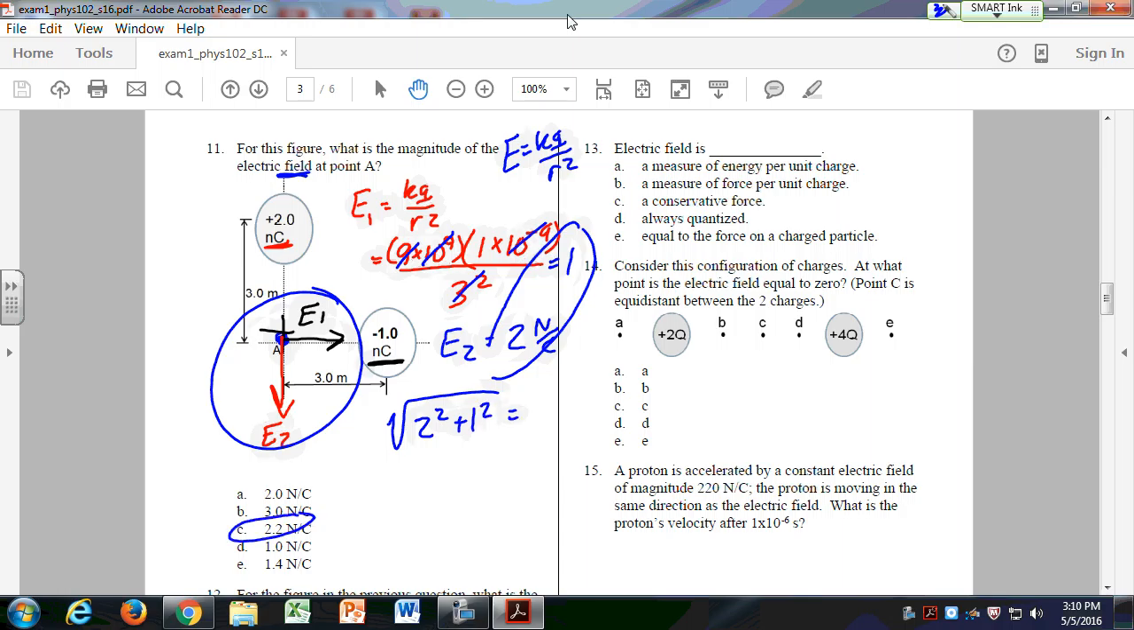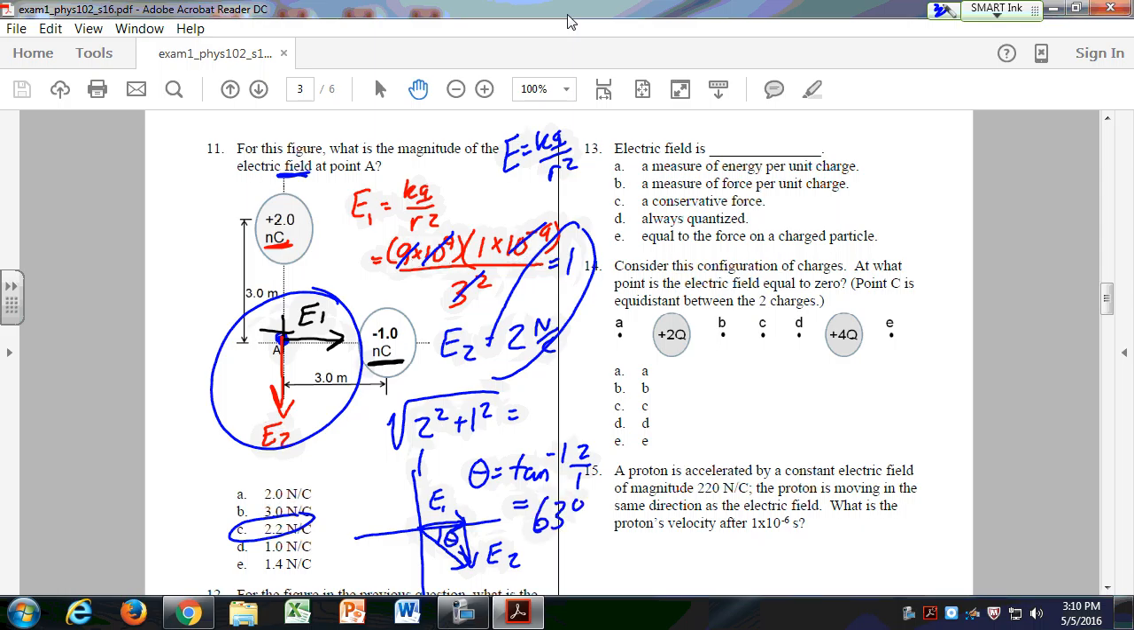But then I also need to know the direction of that. So if I draw my coordinate system here, I have my vector E1 in this direction and my vector E2 in this direction. And I want to know this angle right here. In order to find that angle, I say the inverse tan of E2 over E1. That's 2 over 1, and that's equal to, I don't know what it is. 63. Yeah, so it's 63 degrees below the positive x-axis.